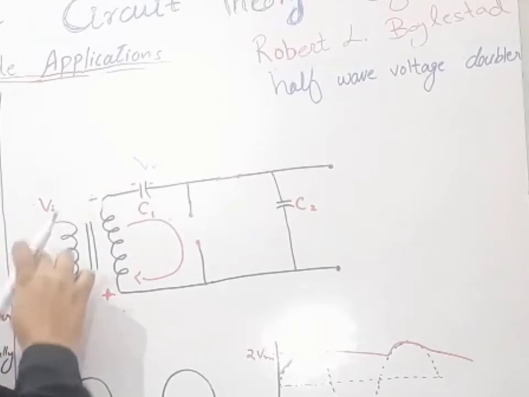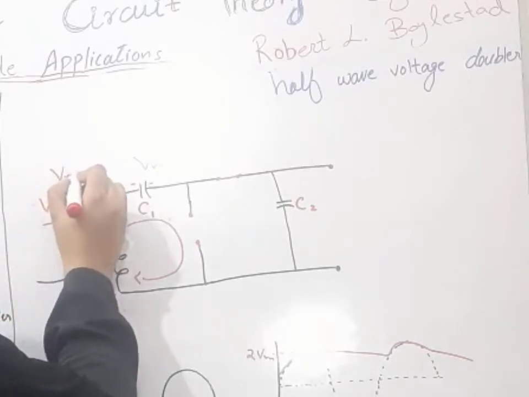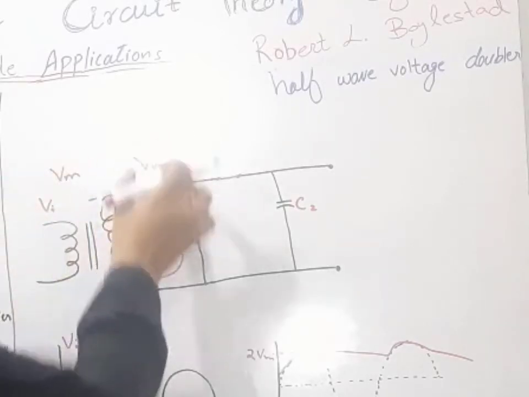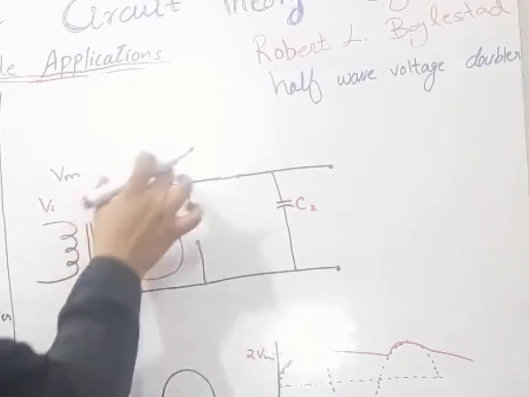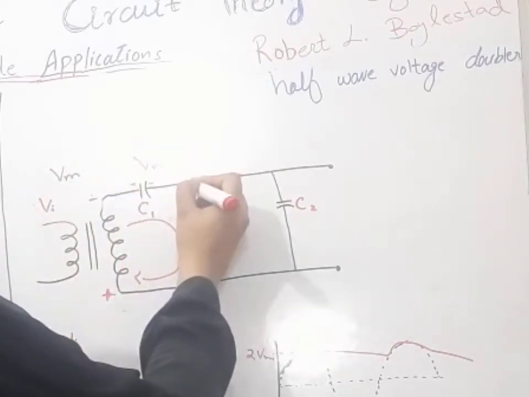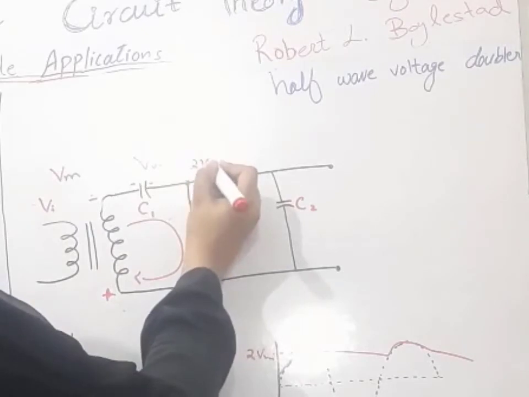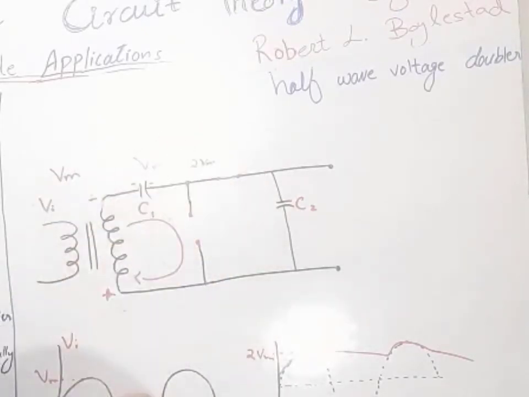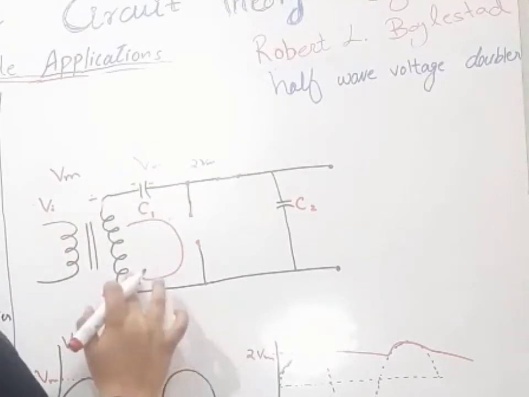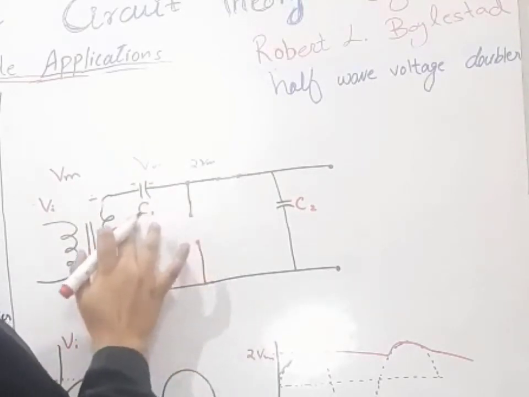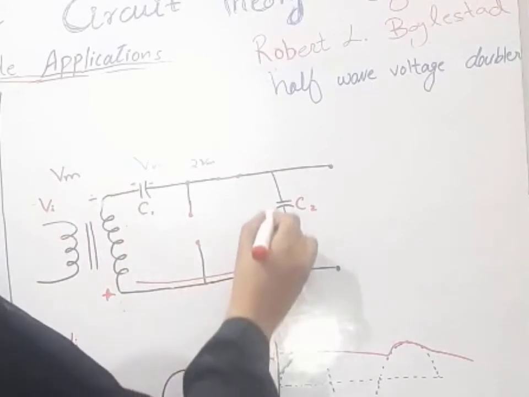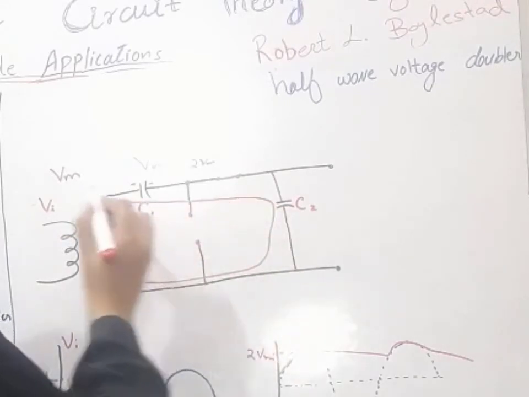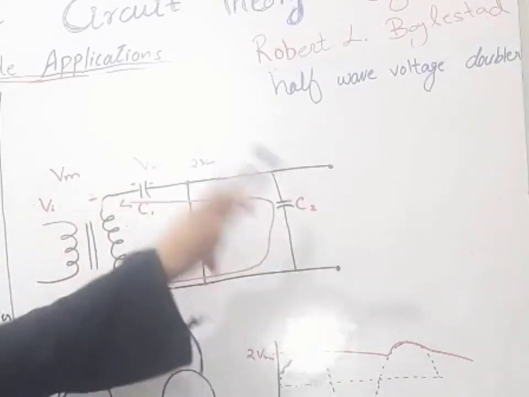Now our input voltage has the maximum value Vm. Our capacitor is charged at the maximum value Vm. So at this point we will have 2 Vm, since Vm plus Vm is equal to 2 Vm. Now our current will pass from positive to negative in this direction.